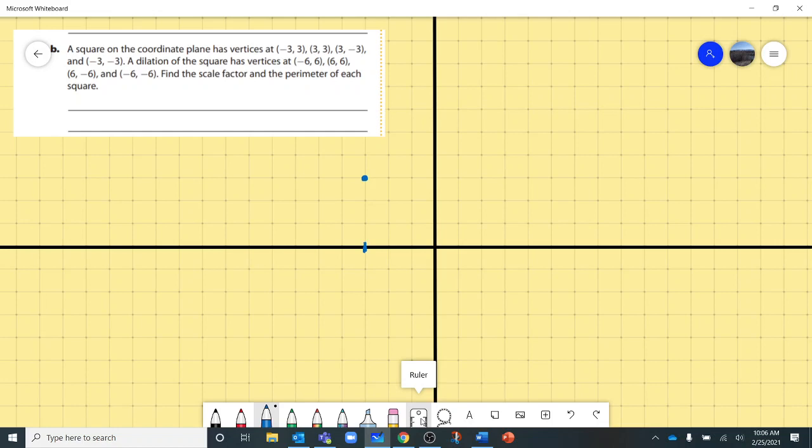My second point is (3, 3): 1, 2, 3. And so that would be right here. I'll put some numbers by these. My third point is (3, -3). So again, to the +3 on the x, -3 on the y, right here. And my last one is (-3, -3). So on the x, I go to -3. Then from there, I go down to -3 and put a point.